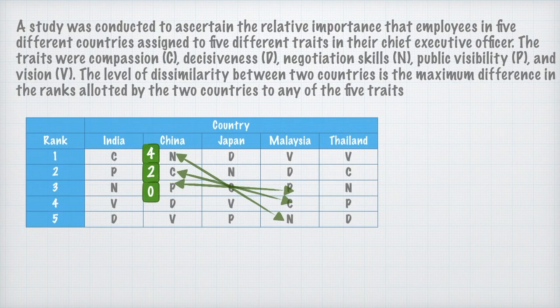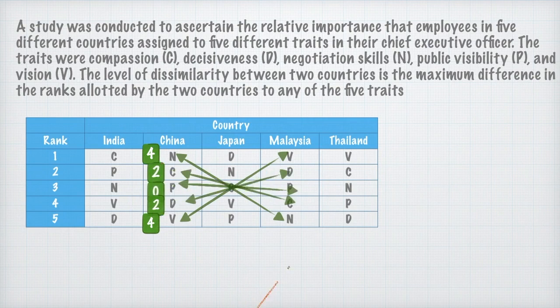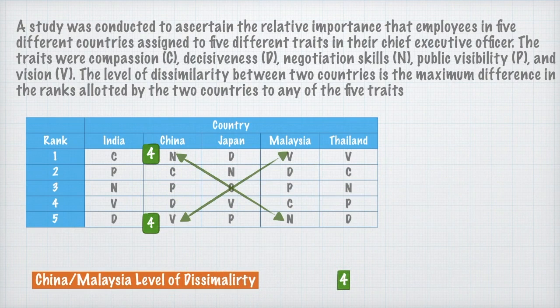For example, let's say between China and Malaysia, I see that the trait N has been given rank 1 by China and given rank 5 by Malaysia. So the level of dissimilarity cannot be more than this, right? So I did not even have to find out the other values. I can straight away see that the dissimilarity level between China and Malaysia would be 4. So after this, the set becomes fairly visual to solve. You don't have to do any calculations as such. Just look at the question and try it out.